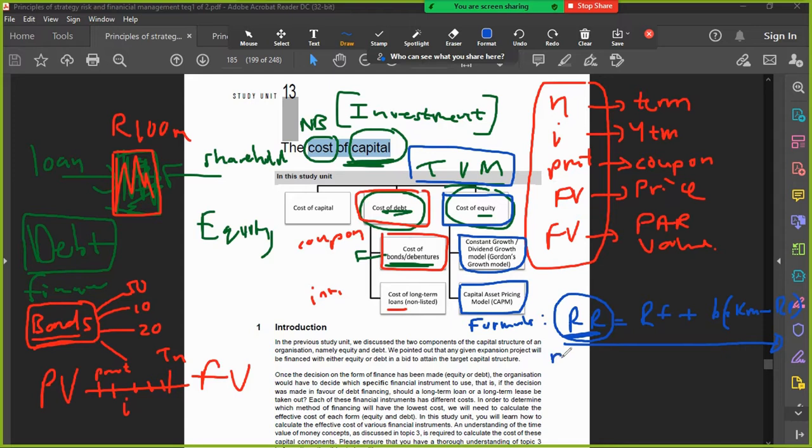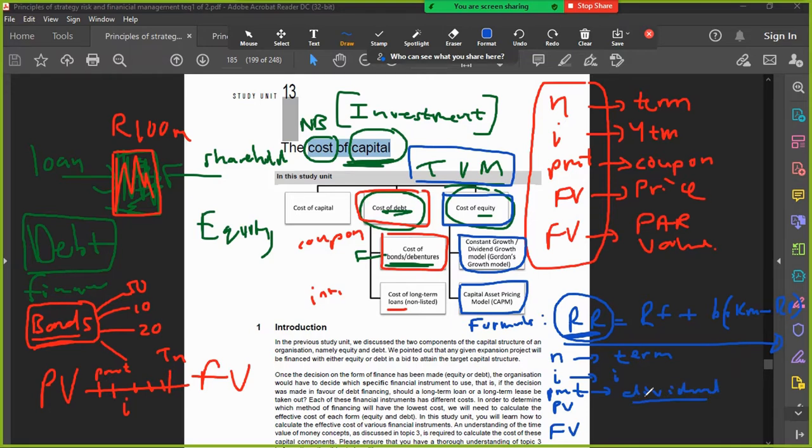So again, same variables: N, I, PMT, PV, and FV. If I'm looking at equity, not debt. When I'm looking at debt, I'm looking at the red. When I'm looking at equity, I'm looking at the blue. So N would still be term, or the time frame, the investment term for the actual equity. So how long are you holding those shares for? I would be the interest rate, or the return on the equity. PMT would be a dividend.